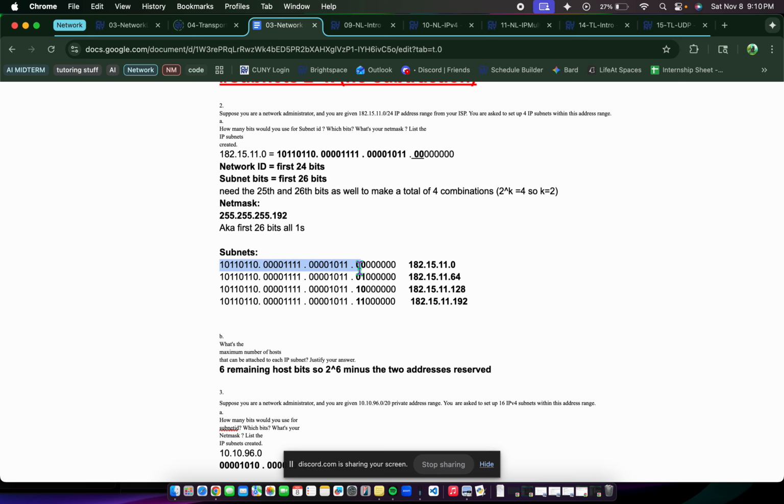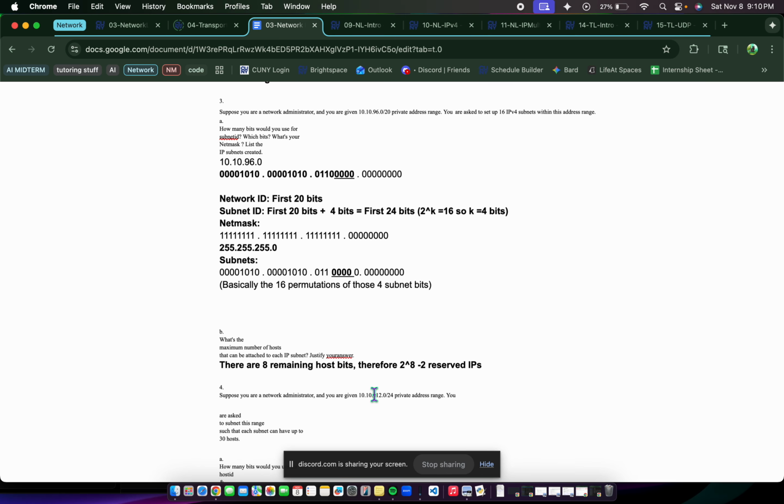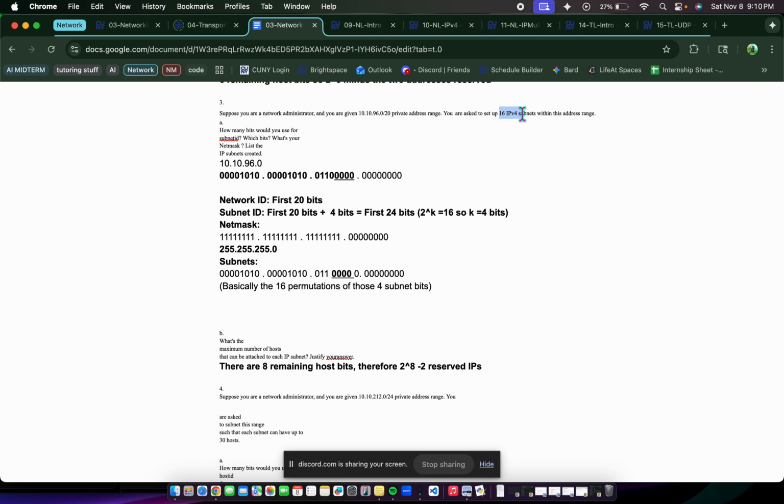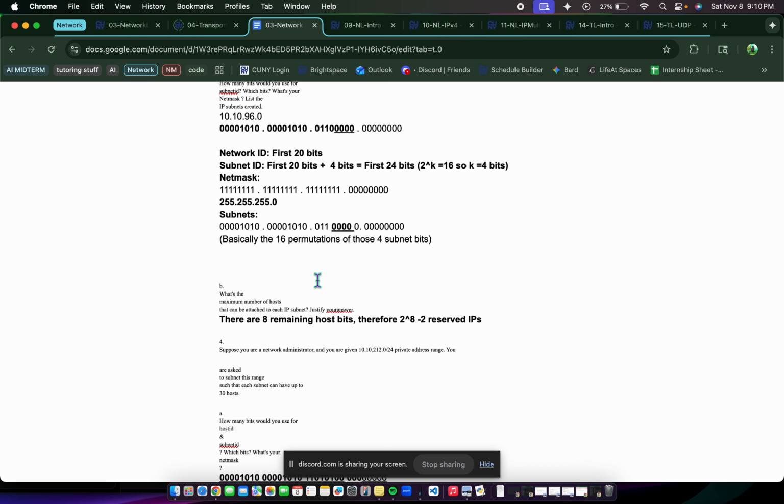So the entire subnet is this piece here, but the ID that shows what subnet it's a part of is these 2 bits over here. When he asked the question that was saying 16 IPv4 addresses, I was not in the mood to find the combinations of these, so I just said the 16 permutations of those 4 subnet bits. I don't think he'd give a question like that on the exam that has that much work involved. I think it would probably be only between 4 and 8 subnets total, but you get the picture of what's going on, right?